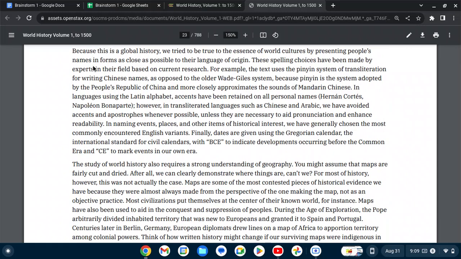However, in transliterated languages such as Chinese or Arabic, we have avoided accents and apostrophes whenever possible, unless they are necessary to aid pronunciation and enhance readability. In naming events, places, and other items of historical interest, we have generally chosen the most commonly encountered English variants. Finally, dates are given using the Gregorian calendar, the international standard for civil calendars, with BCE to indicate developments occurring before the Common Era and CE to mark events in our own era.